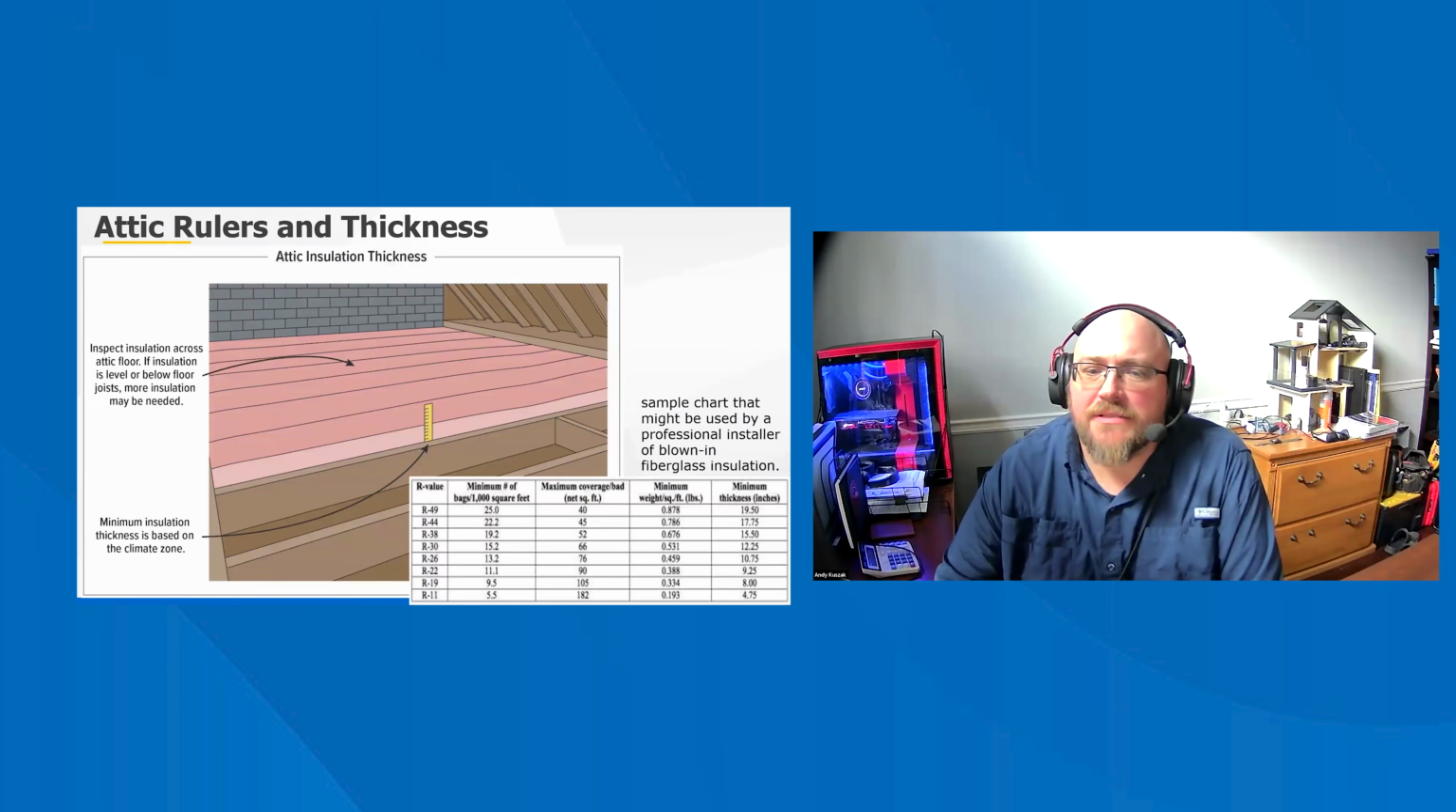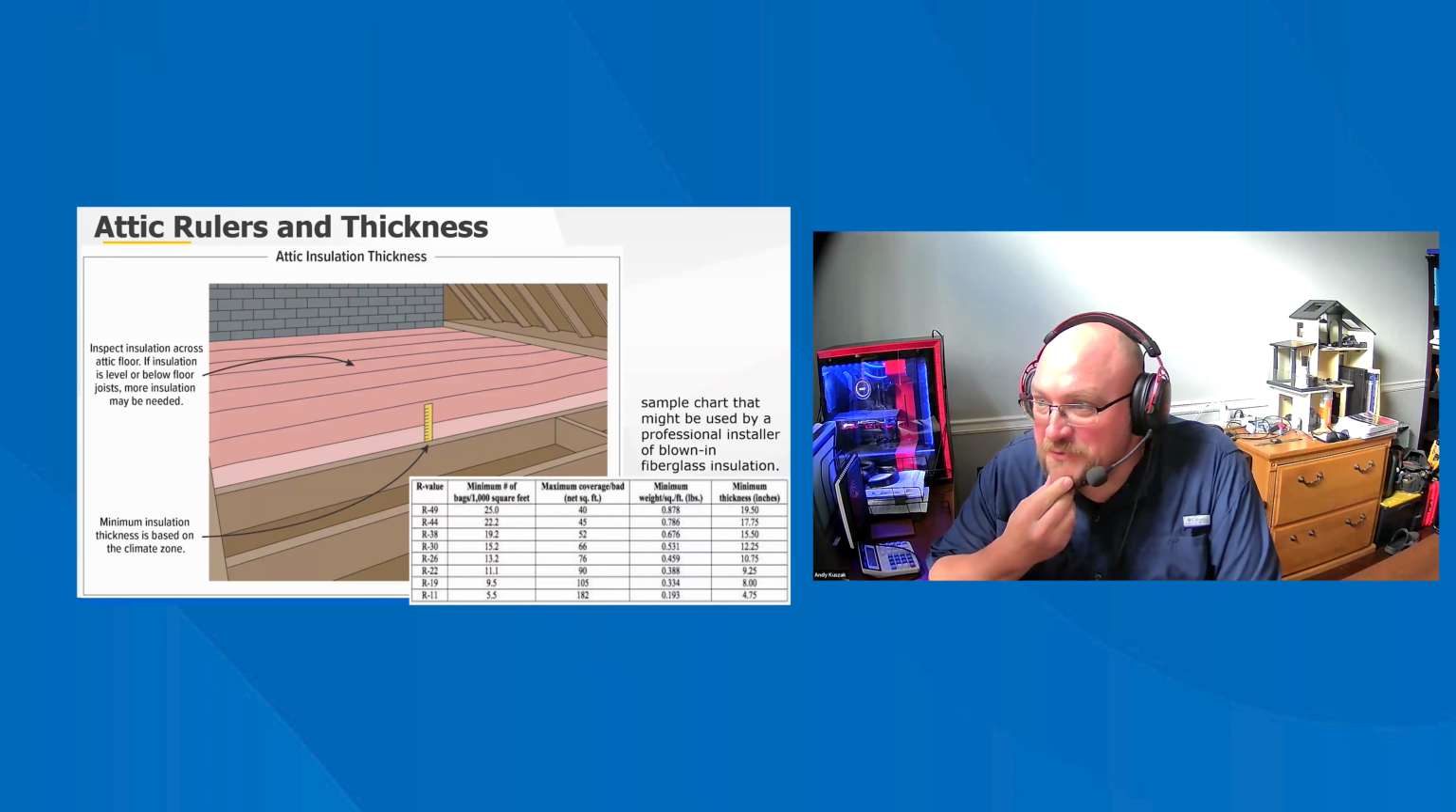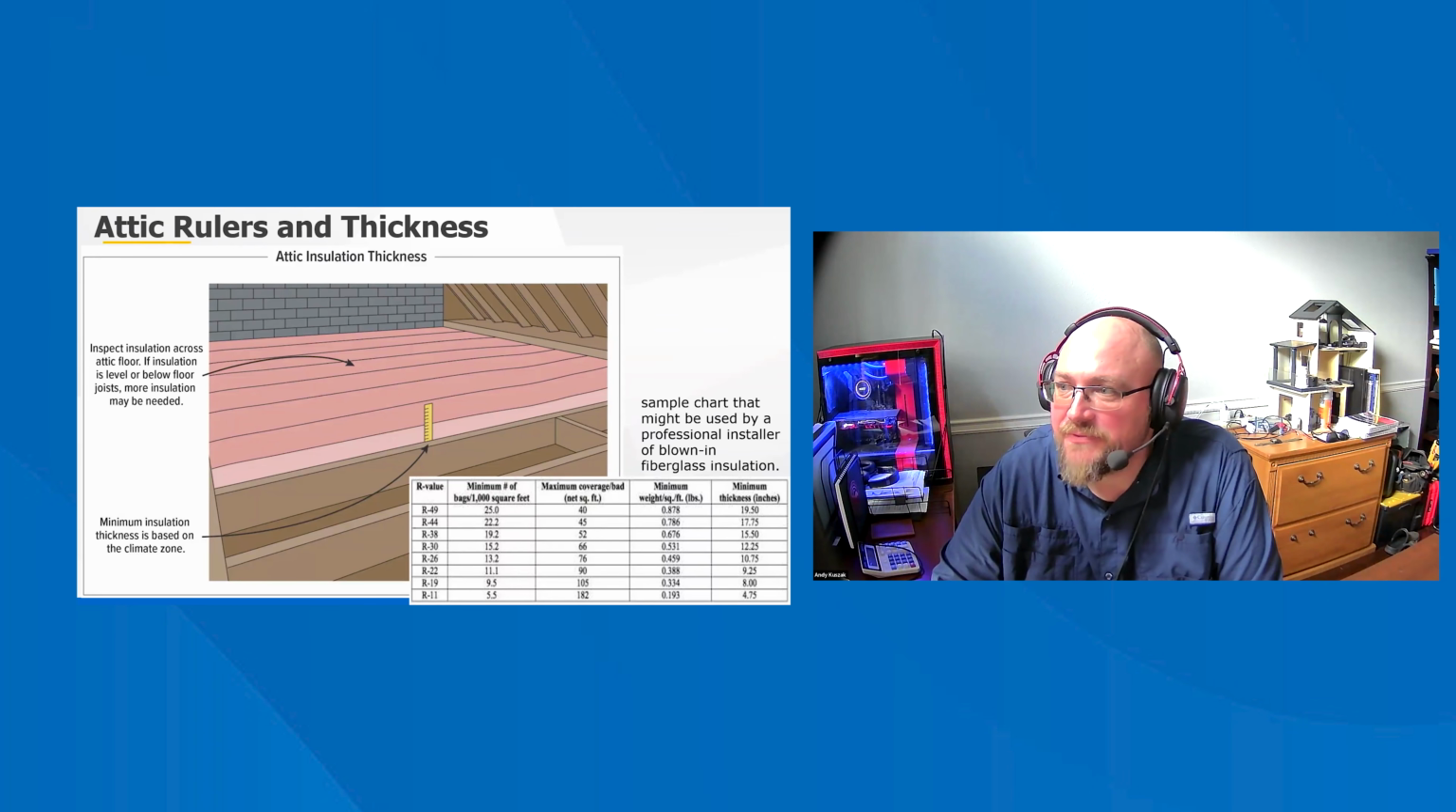Attic rulers and thickness. All right, so a professional installer will attach vertical rulers, or attic rulers, to the joists of the attic prior to installing blown-in insulation. The installer should provide a signed and dated statement describing the insulation installed, its thickness, the coverage area, its R value, and the number of bags installed. This informational notice located in the attic is referred to as the attic card.